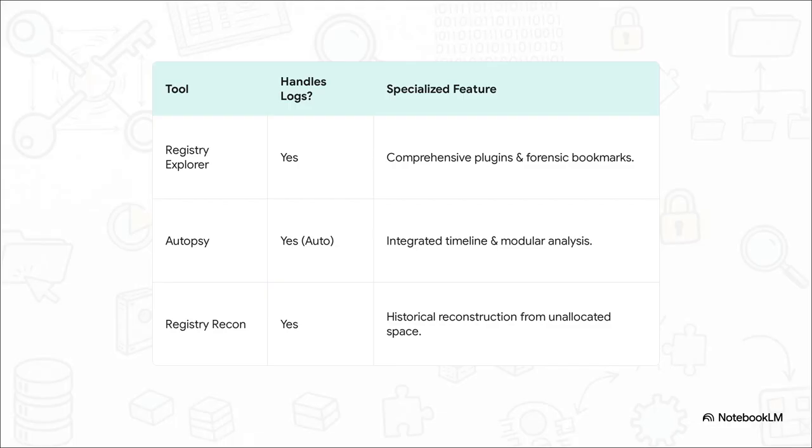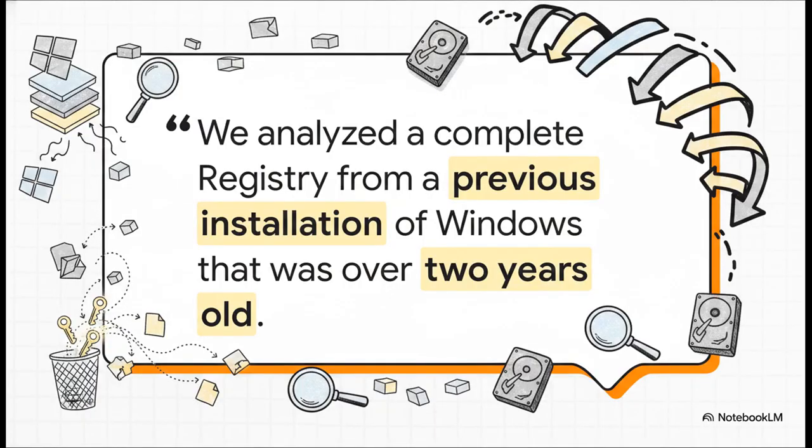Let's just look at three of the most powerful tools out there. You've got Registry Explorer, which is kind of the practitioner standard, famous for its plugins that can decode really complex data. Then there's Autopsy, an amazing open source platform that's great for putting registry data into a larger case timeline. And then there's Registry Recon, which has what you might call a truly unique superpower. This quote really highlights Registry Recon's key advantage. It's basically a form of digital time travel.